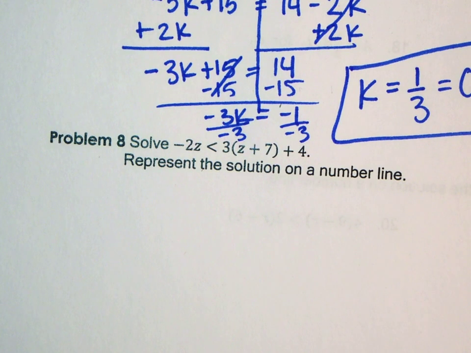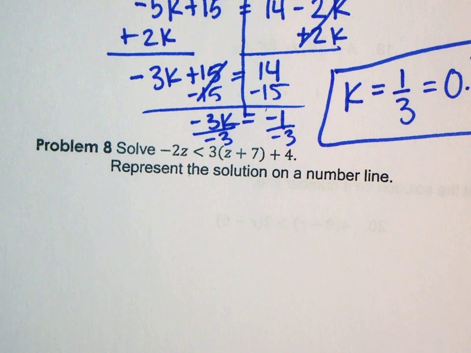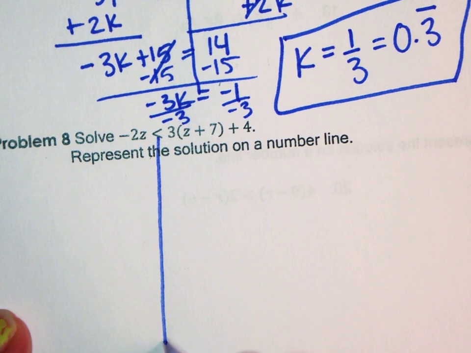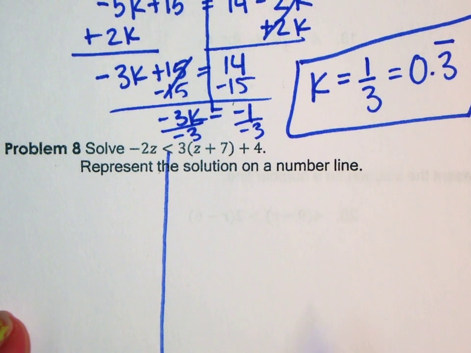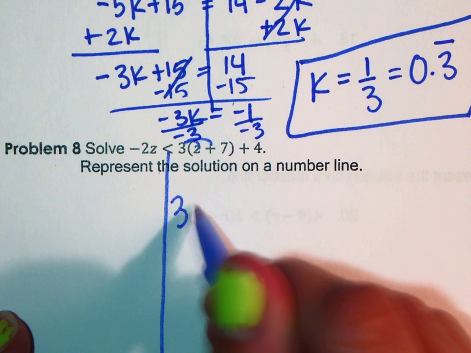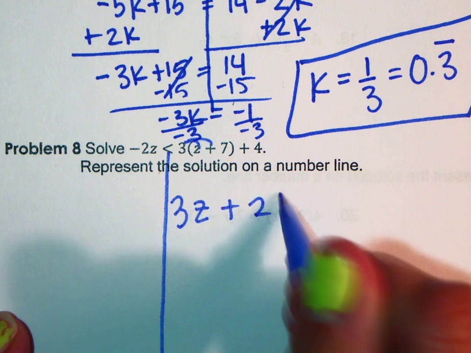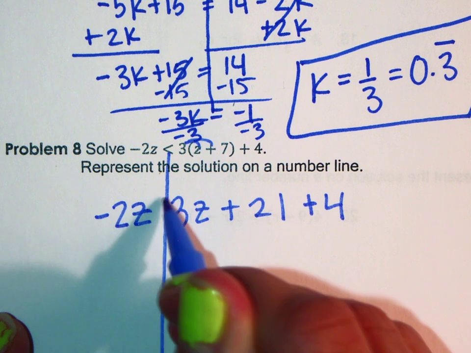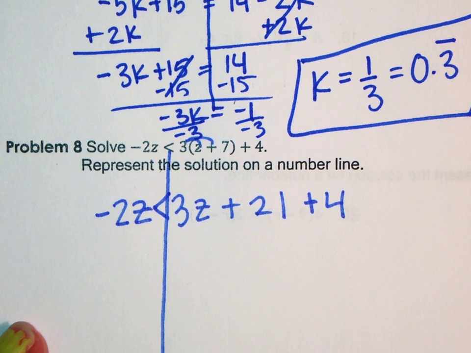Alrighty, problem number 8 is an inequality. So I'm going to draw my line. First step is going to be to distribute. So distribute the 3. So you get 3z plus 21 plus 4. Drop down the negative 2z. And here's my inequality sign.